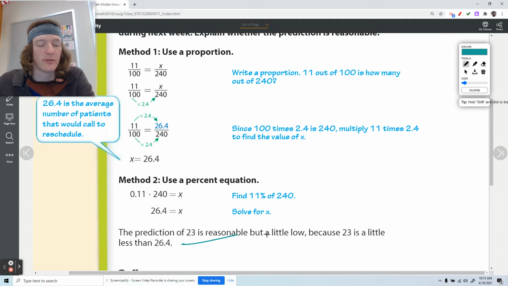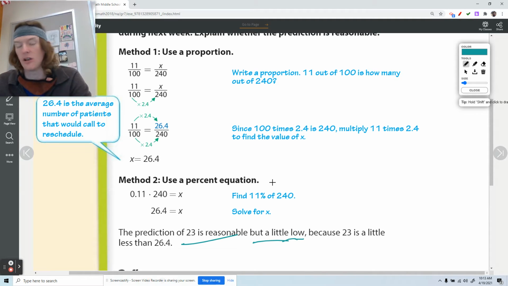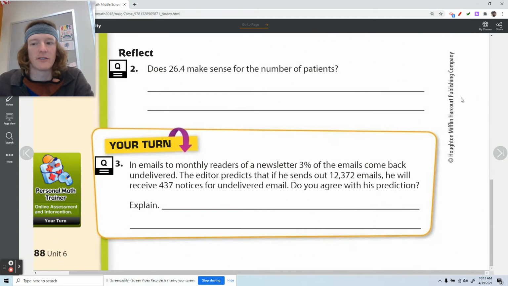I think it's reasonable to predict that. We're only off by 3, right? But it is a little bit low, and I think we should mention that. It's close, but their prediction is a little bit lower than the expected outcome. The expected outcome is 26.4. So let's do the example down here on the bottom.